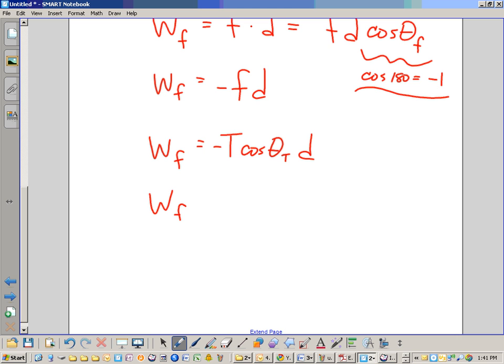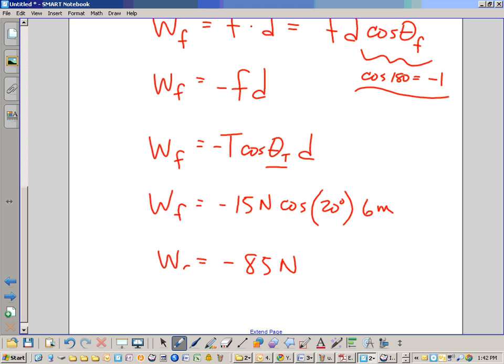The work done by friction is equal to, no surprise, negative 15 newtons times the cosine of, this is theta T, not our 180, this is back to our other one, which is 20 degrees, times our 6.0 meters. That's the same math we just did before, isn't it? And what does that turn out to be? Negative 85 joules. So this is the work done by kinetic friction.